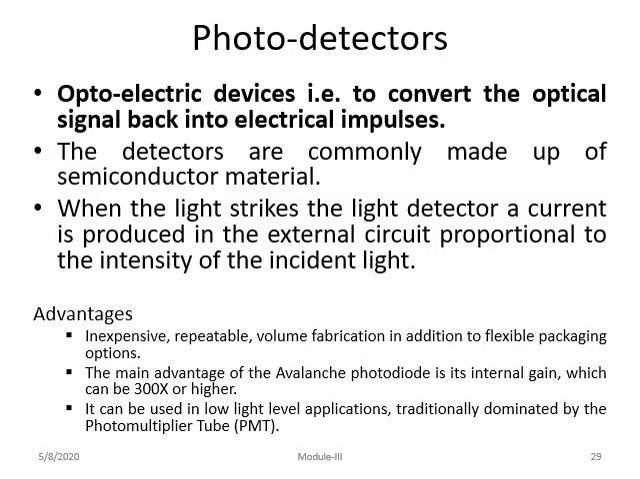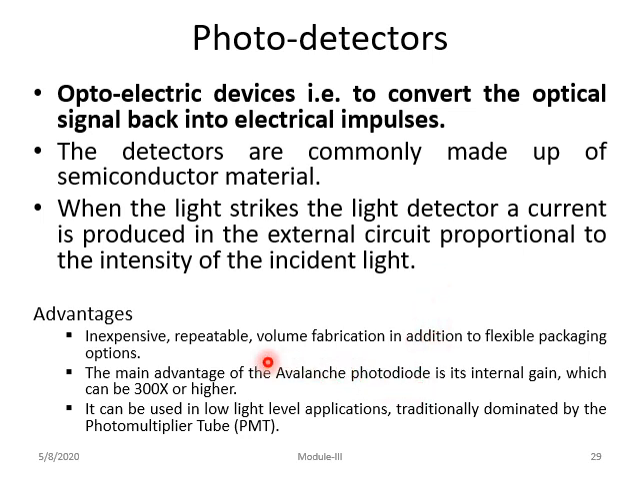So the next point to be mentioned is the photodetector. A photodetector is a very important device. Optoelectronic devices convert the optical signal back into electrical pulses, so converting light into electrical form. Detectors are commonly made of a semiconductor material, which we already know. When light strikes the detector, a current is produced in the external circuit proportional to the intensity of the incident light.